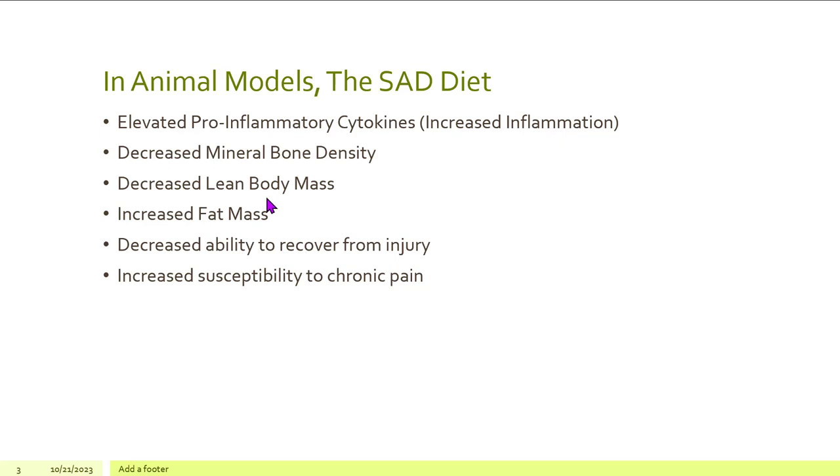But as we age, we typically are losing this muscle mass, right? So we don't want our diet to increase that loss of lean body mass. These mice also had decreased ability to recover from injury, and they had increased susceptibility to chronic pain. So there's weakening of the immune system based on this type of diet, and because of the inflammation, things like osteoarthritis and rheumatoid arthritis have increased potential.